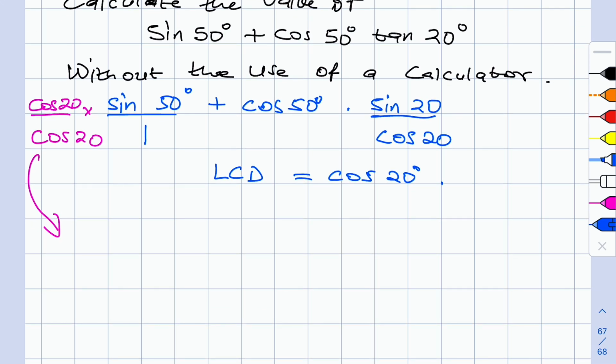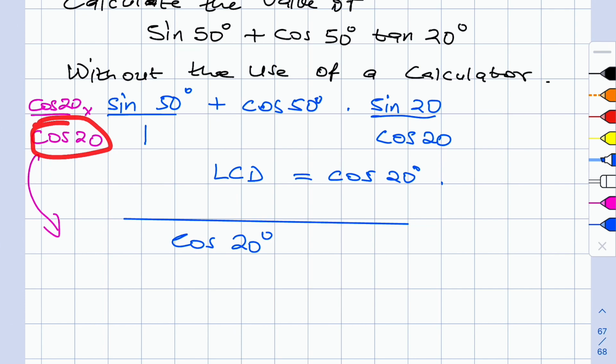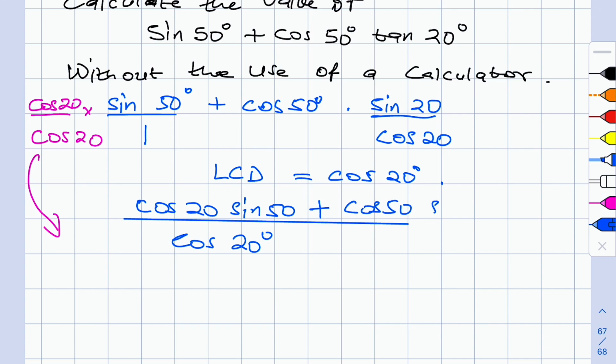This will give us cos 20 as a denominator. I'm just using the laws of fractions here, because the denominator there is cos 20 and there is also cos 20. Then we just write the numerators, which will give us cos 20 times sine 50 plus cos 50 times sine 20.